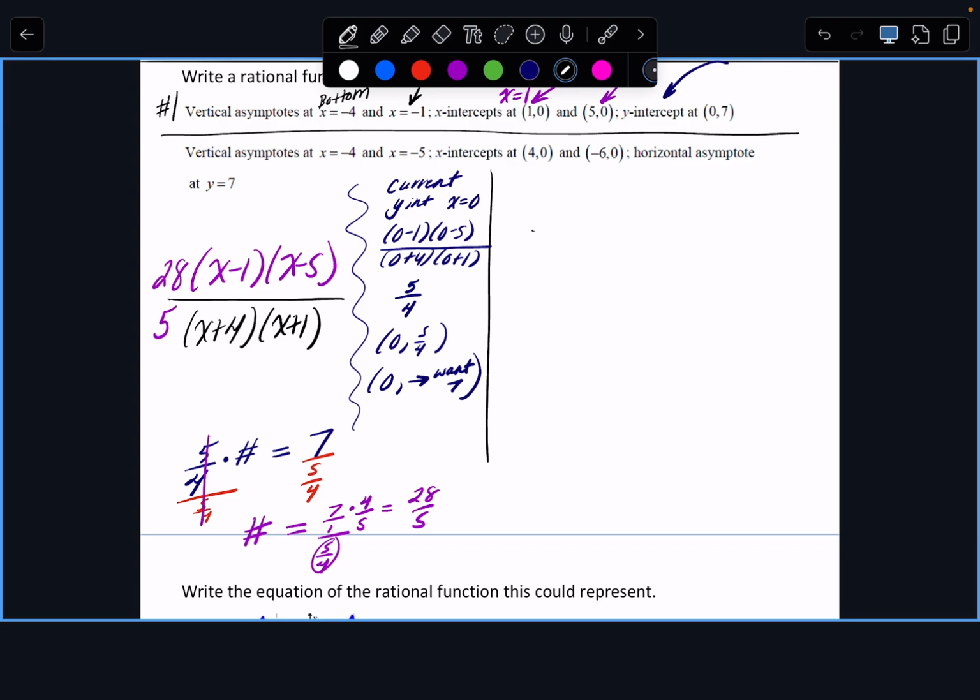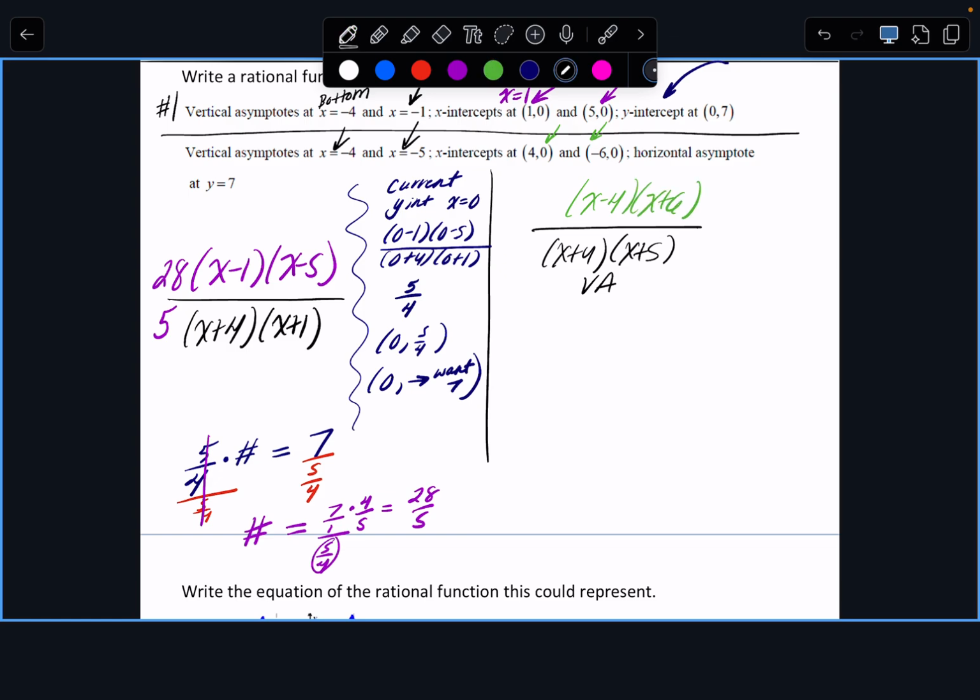Okay, let's do another one. See, look at the next one. It says vertical asymptotes at -4. So we have x plus 4 and -5. So you have x plus 5. These are my vertical asymptotes. It says these are my x-intercepts. So you have x minus 4 and x plus 6.